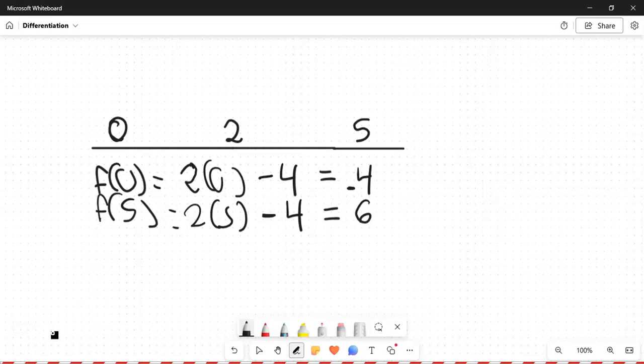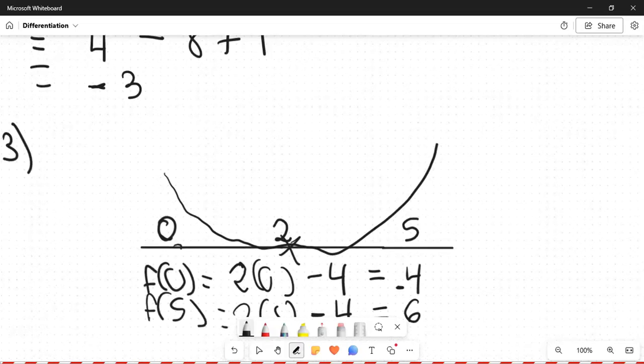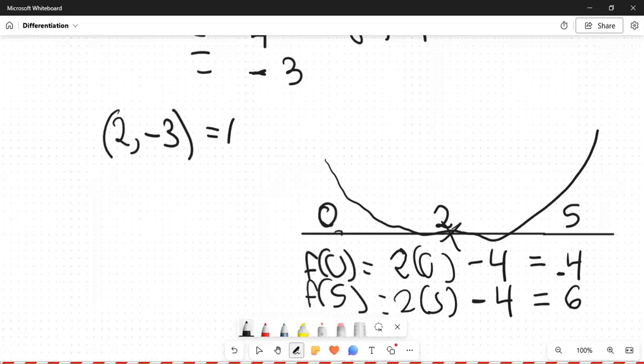So we go down and we go up. Sorry, my curve is kind of messy. So after going down and up, the turning point here is a minimum point.